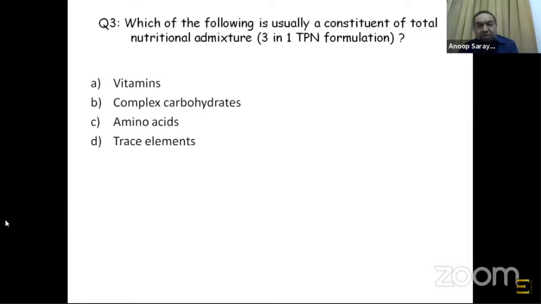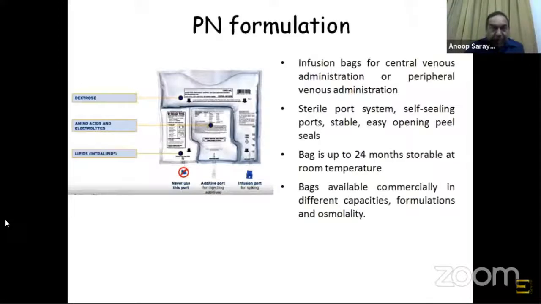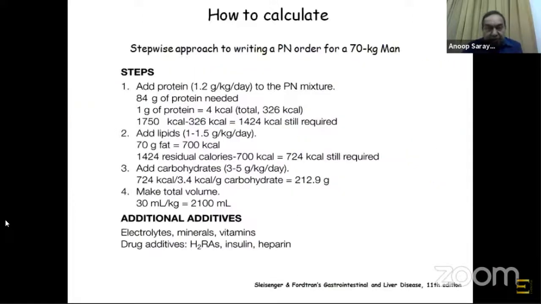Which of the following is usually a constituent of total nutrition admixture, 3-in-1 parenteral nutrition? Dr. Sachin, any idea? Answer is complex carbohydrate. These are the formulations you have seen. These are the specs which are available.